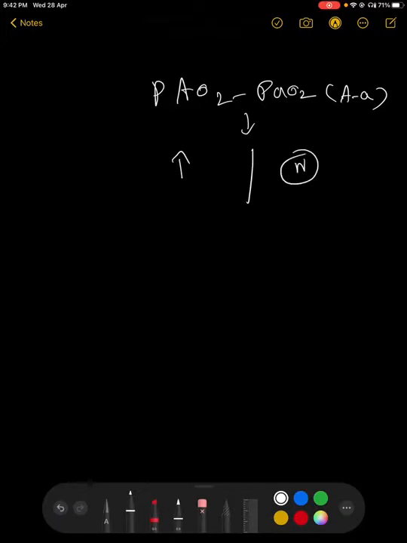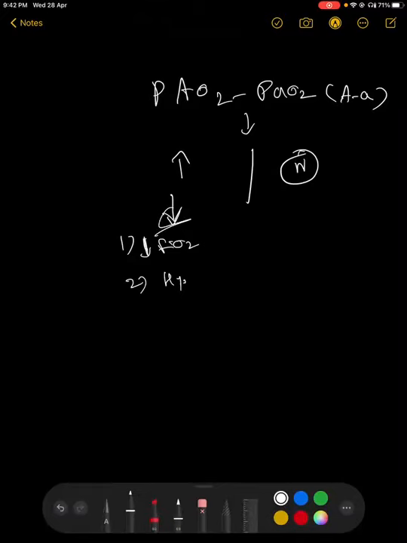So the algorithm goes like this. Alveolar PaO2 minus arterial PaO2, that is the A minus a gradient. Sorry, it's not a ratio, it's a gradient. It could be high or normal. If it is normal, it could be because of the first two things that we were discussing, that is low FiO2 or some amount of hypoventilation.